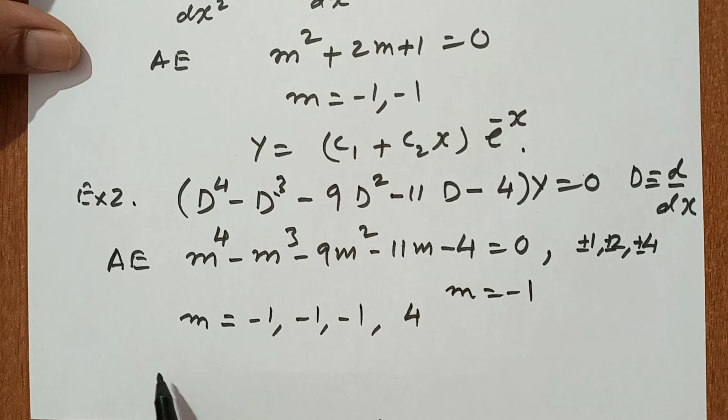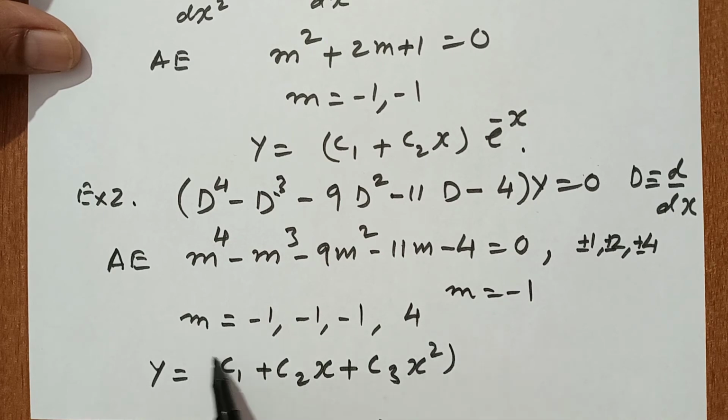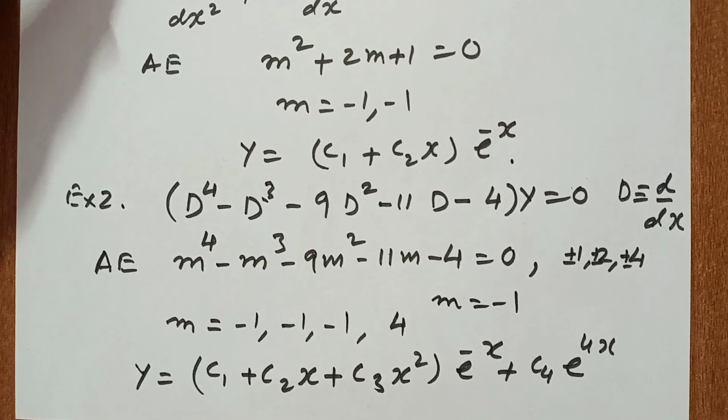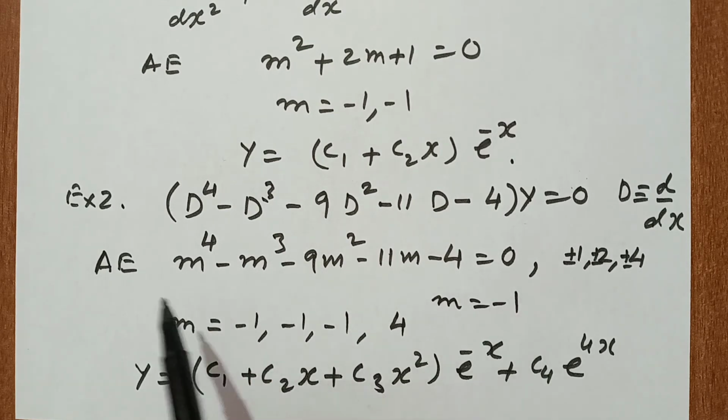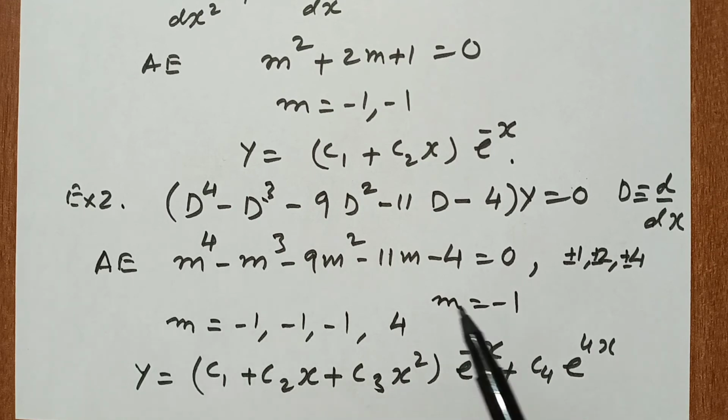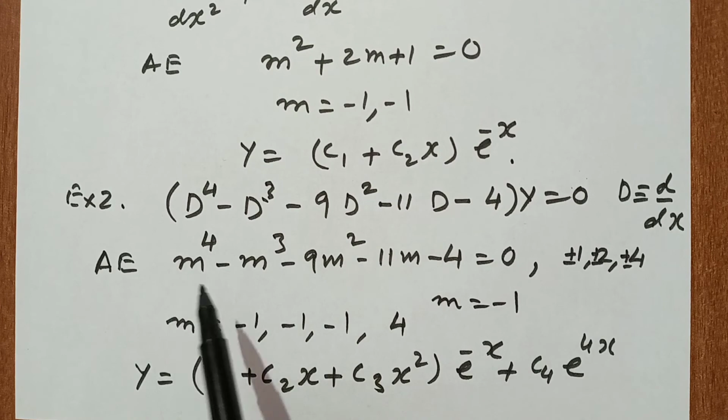So what is the solution? The solution is y is equal to c1 plus c2x plus c3x square, e to the power minus x, plus c4 e to the power 4x. So our aim is to focus on how you will write the solution. This is the simplest method, a simple equation. This is a 4 degree equation in m, so you can solve it very easily by the inspection method, and then the degree 3 one you can also solve very easily. So this is the solution.